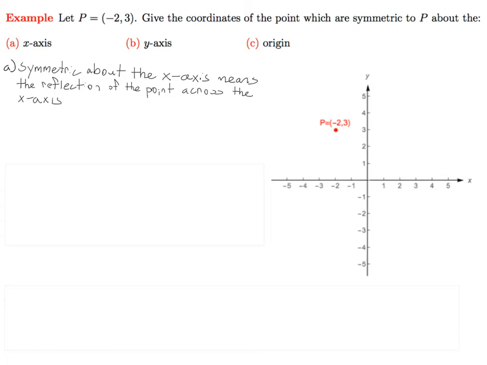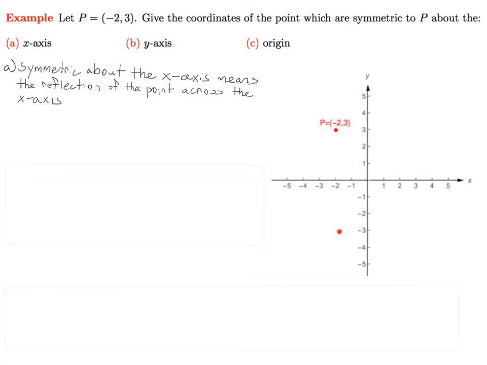In this example, the point P is marked at -2, 3 over in quadrant 2 in the coordinate axes below. And in part A, we want to give the coordinates of the point, which is symmetric to P about the x-axis. And so when we say that something is symmetric about the x-axis, this means we're going to take the reflection of the point P over the x-axis, over the horizontal axis, and look at its mirror image on the other side of the x-axis.